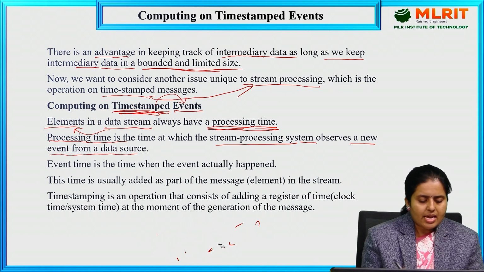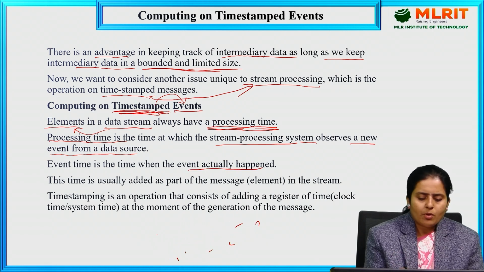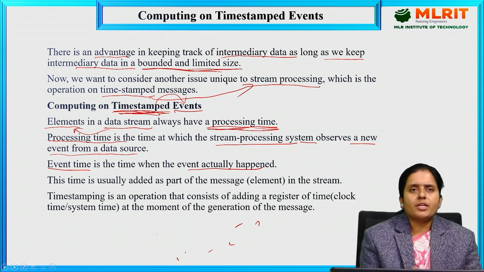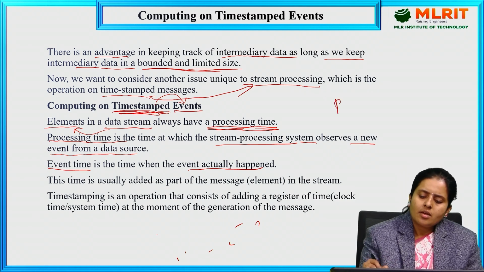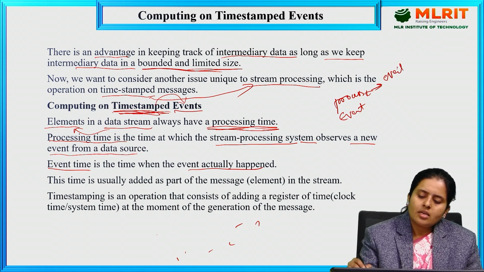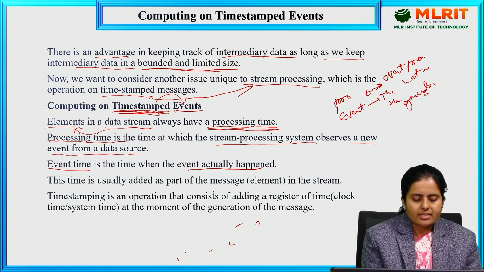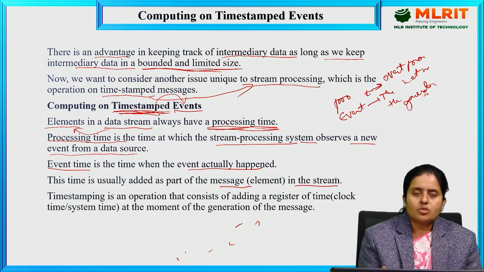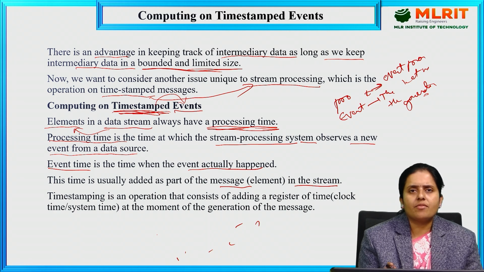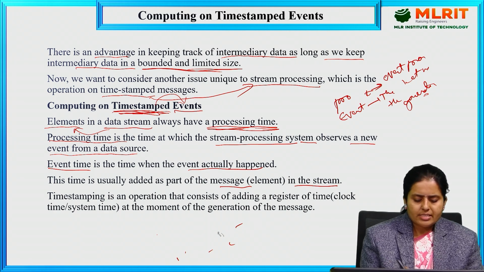Event time is the time when the event is actually happening. There are two types of time with respect to events: processing time and event time. Processing time is the time at which the event is processed, and event time is the time at which the event is generated. The time is usually added as a part of the message element in the stream, for each and every element and message.